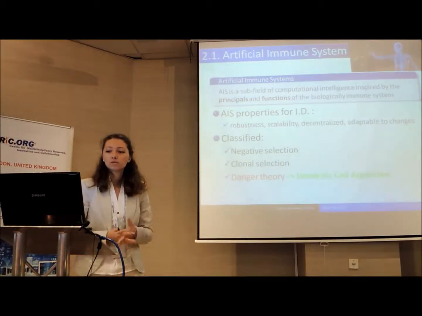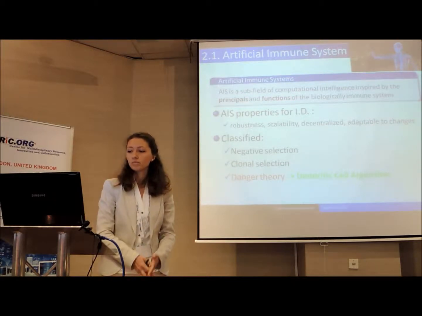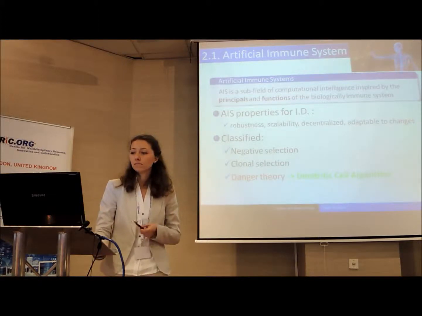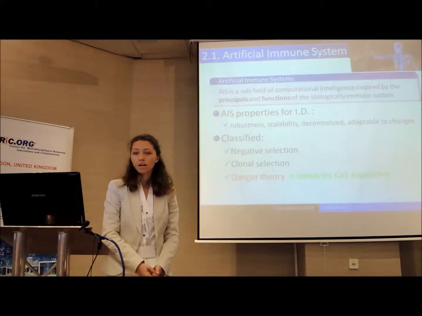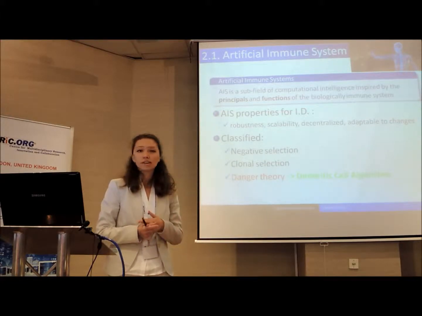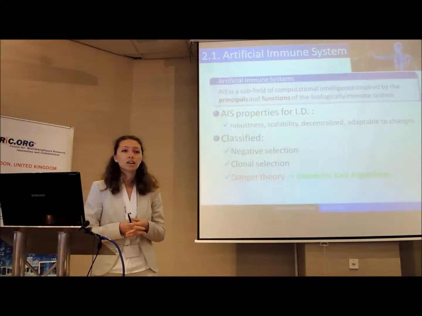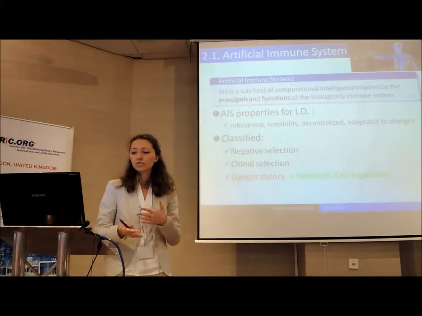In the following, I will introduce the algorithms we have used. The first is the artificial immune system. It is a subfield of computational intelligence inspired by the principles and functions of the biological immune system. It has many properties that make it appealing to intrusion detection, and they are classified as negative selection, clonal selection, and danger theory.